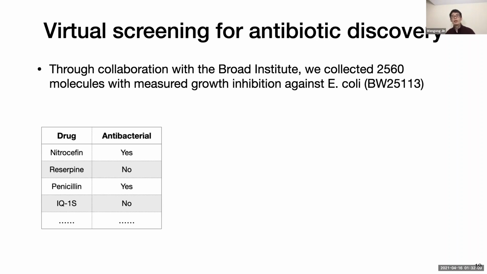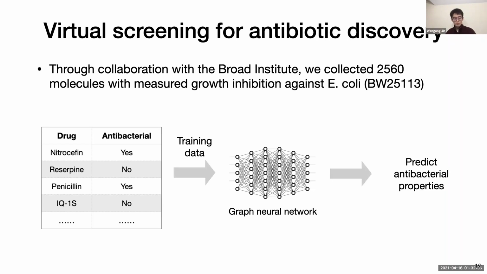We collected around 2,500 molecules with measured growth inhibition against the bacterium E. coli. Each molecule is labeled as positive if it inhibits this bacterium. So you see on the table here, I have a bunch of drugs, and whether each is antibacterial or not. Then I can use this experimental data to train a model to predict whether a new compound will kill this bacterium or not. This model is called a graph neural network.